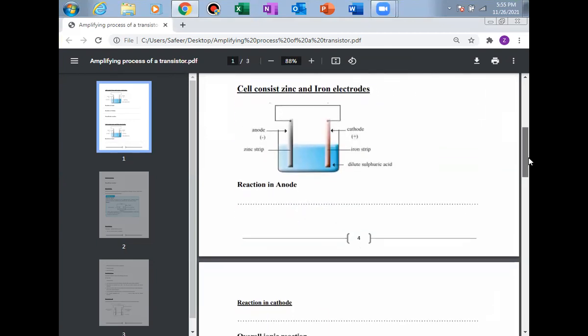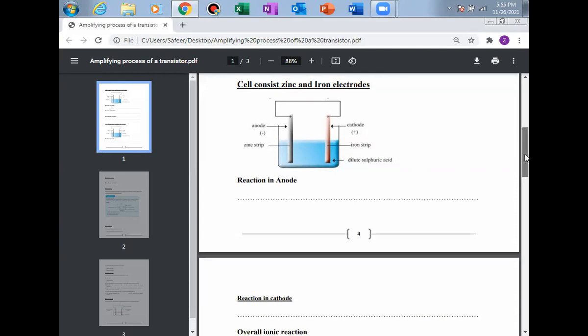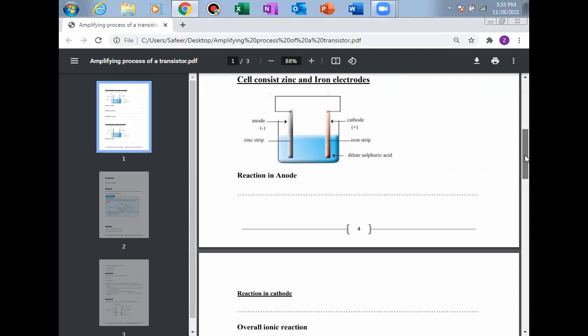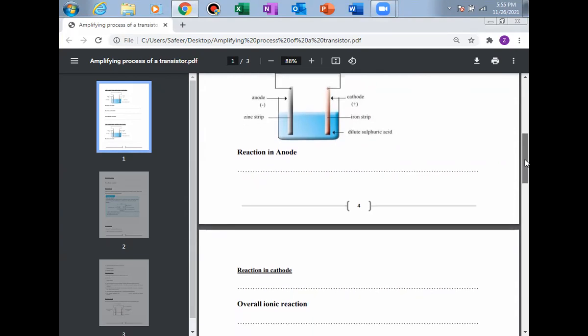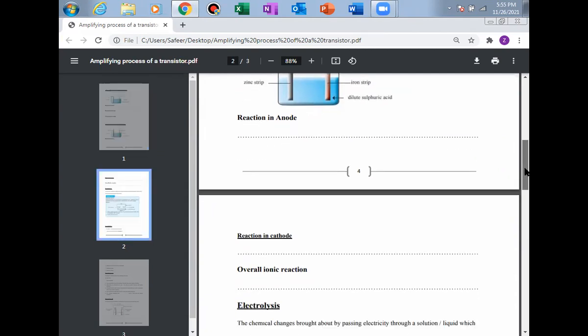And this is the diagram. Cell consists of zinc and iron electrodes. Reaction in anode. Diluted sulfuric acid is used. So reaction in anode. Then write the reaction in cathode. Then write the overall reaction.